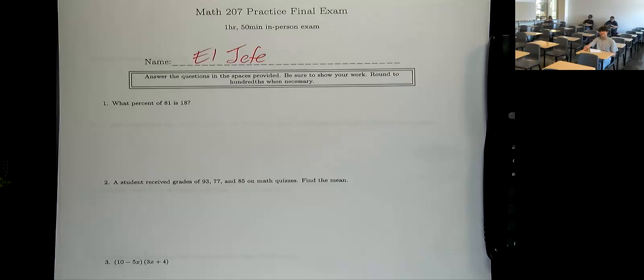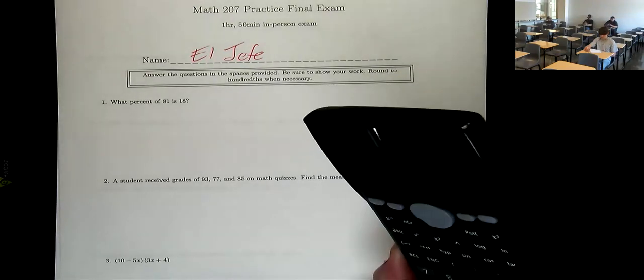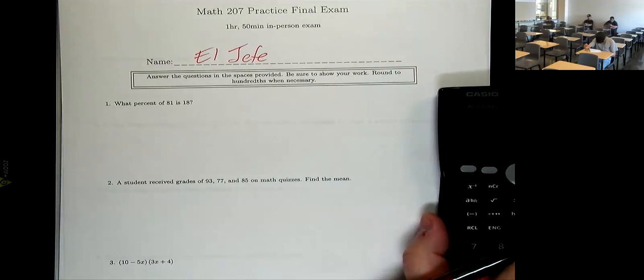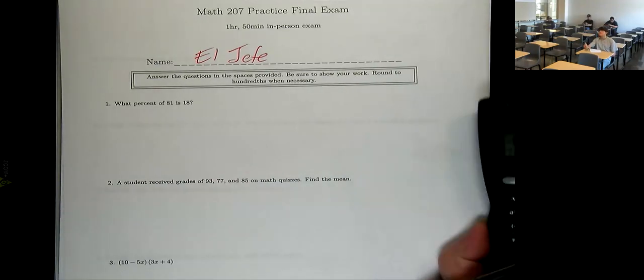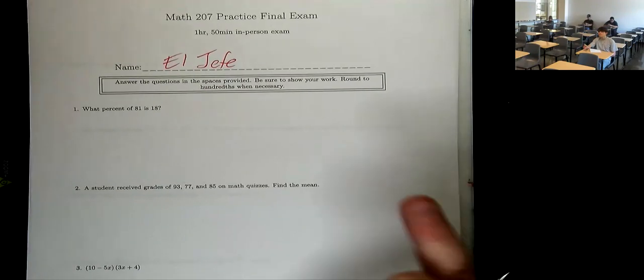Read the instructions. If there are instructions, read them. It says answer the questions in the space provided. Be sure to show your work. Round to the hundreds when necessary. I got to make sure you know how to round, so that's in there. And showing your work lets me know that you didn't just have the calculator do everything.